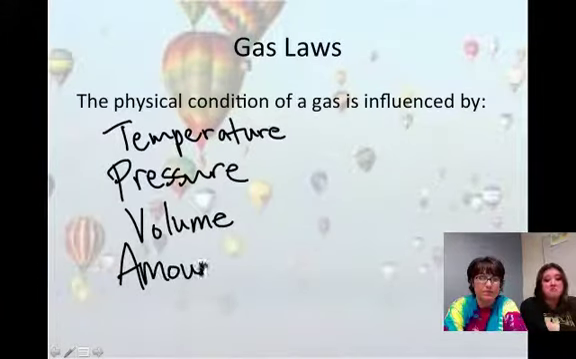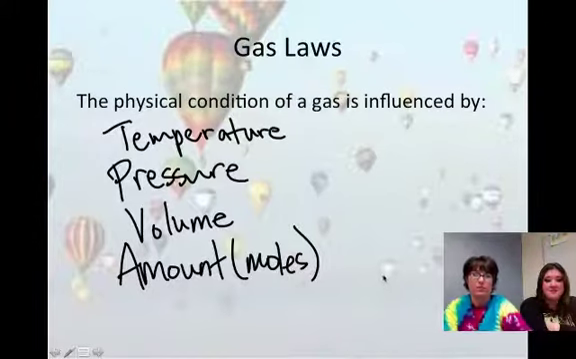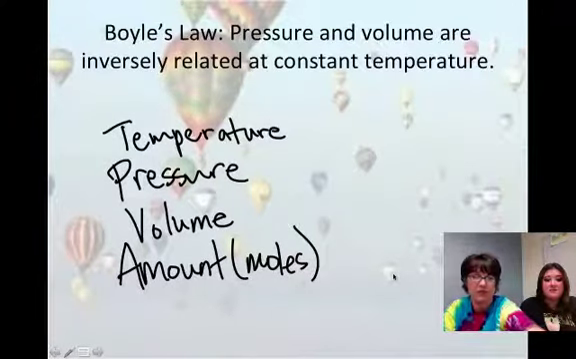Sounds good. Which, of course, we measure amount in moles, in case you are wondering where that came from. It's moles, people. When in doubt, go to moles. That's the rule in our class anyway.